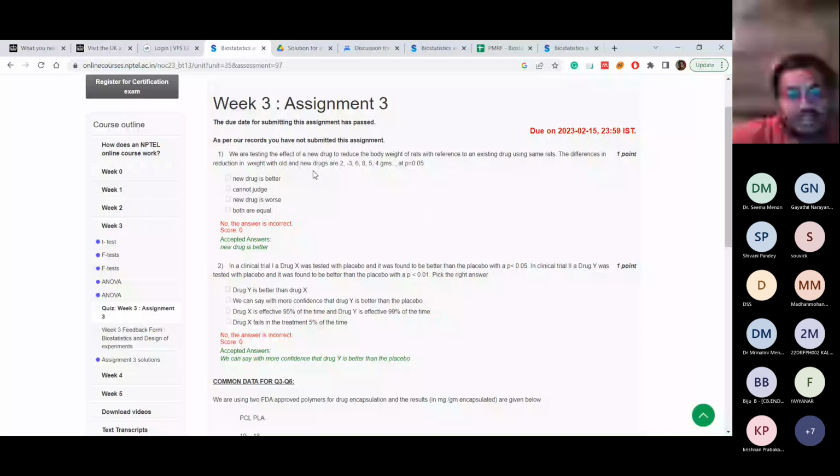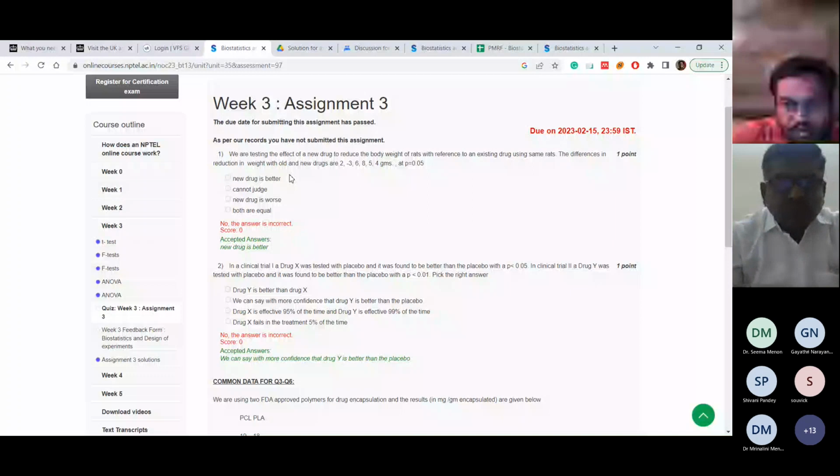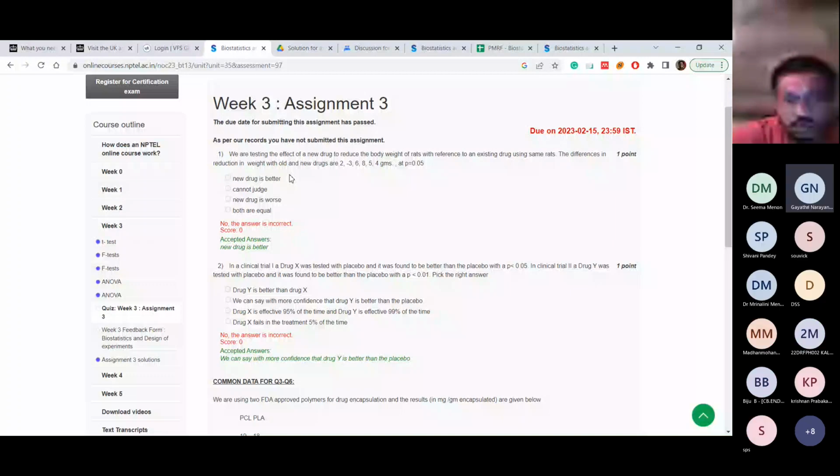Either the answer should be cannot judge or that the new drug is worse, as you pointed out. But I received a wrong answer reply when I checked my answer sheet. Just a second. I think I had mentioned it as cannot judge. In my opinion, cannot judge is the right answer.